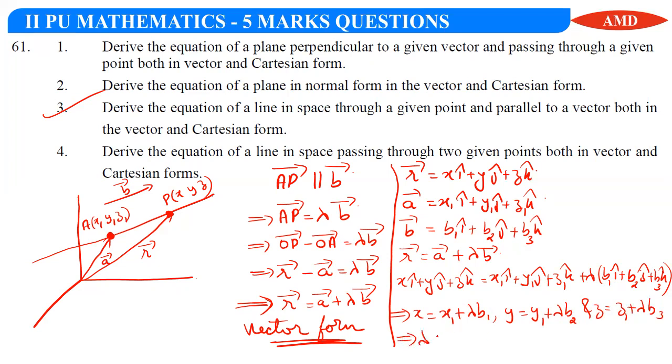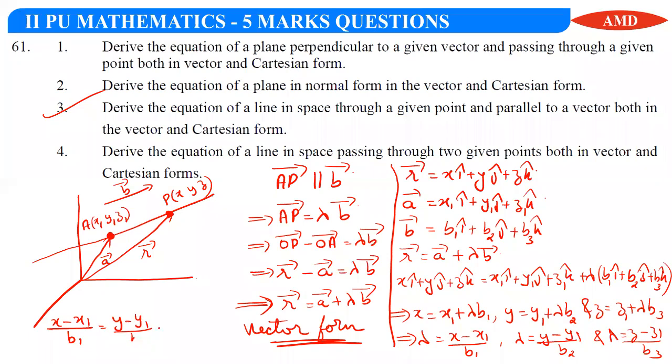This implies lambda is equal to (x minus x1) divided by b1. Here lambda is equal to (y minus y1) divided by b2, and lambda is equal to (z minus z1) divided by b3. So since all these three quantities are equal to lambda, you equate them and write it as (x minus x1) divided by b1 equal to (y minus y1) divided by b2 is equal to (z minus z1) divided by b3, which is the required Cartesian form.